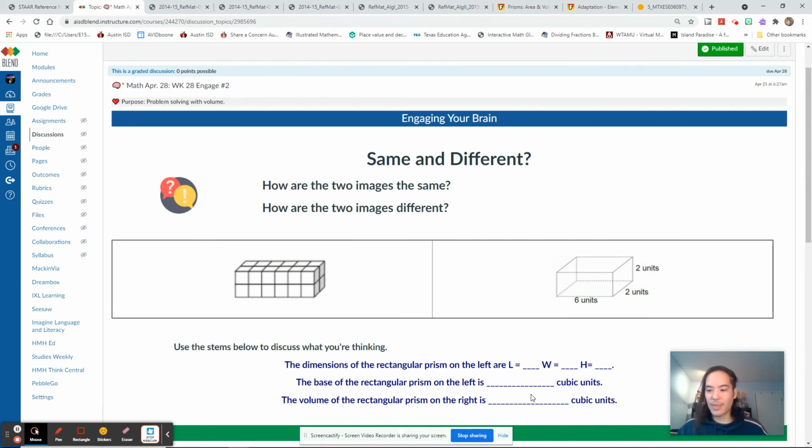So that is finding volume. As you can see, this is the transition from having the gridded kind of cubic units to having labeled cubic units. And this is what you see more of as you get older. All right. And so you'll probably not see much of this outside of 5th grade.